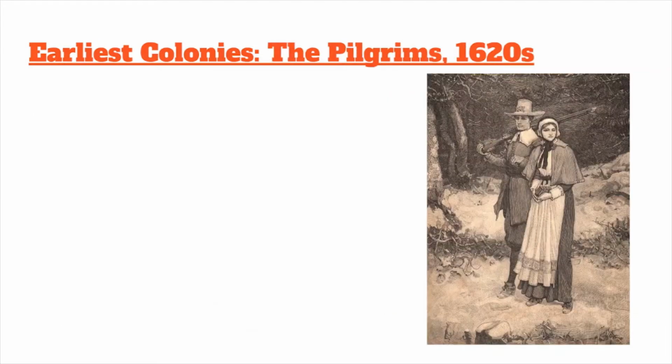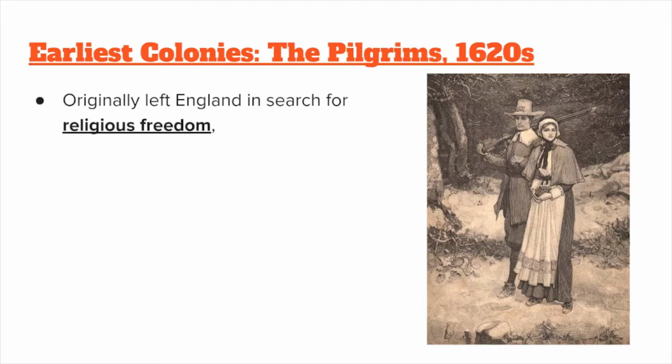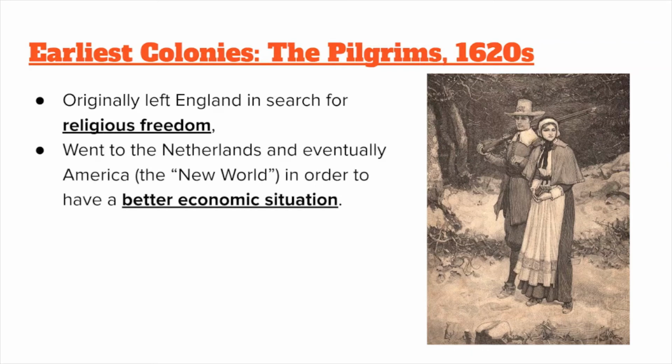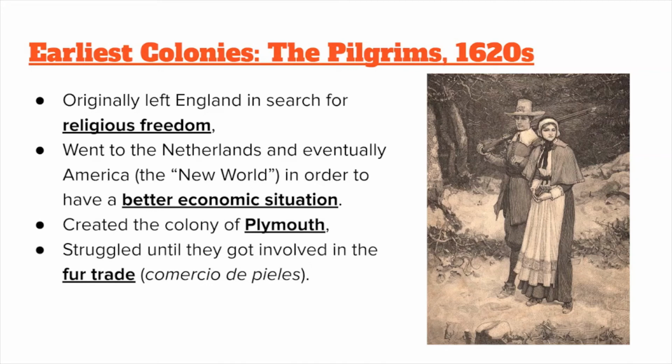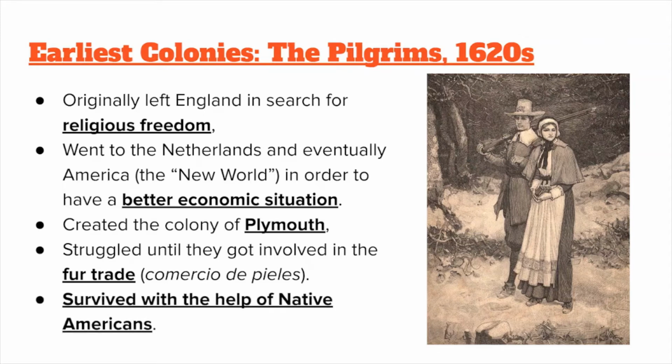The next earliest colony were the Pilgrims in the 1620s. They originally left England in search of religious freedom. They went to the Netherlands and eventually America, or the New World, in order to have a better economic situation. They created the colony of Plymouth, and they also struggled until they got involved in the fur trade, comercio de pieles. They also survived with the help of Native Americans.